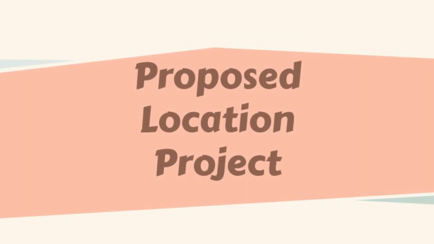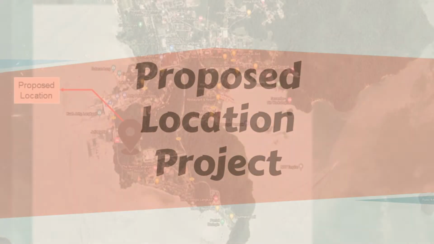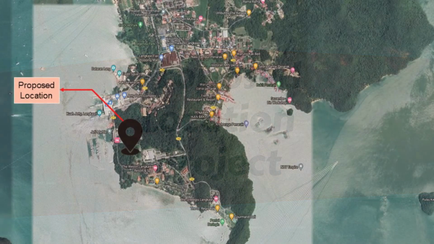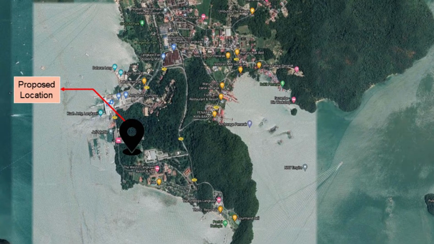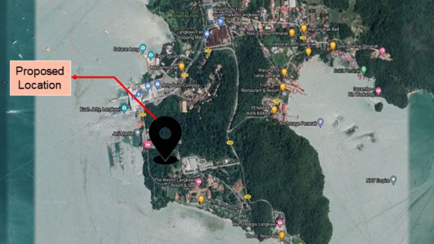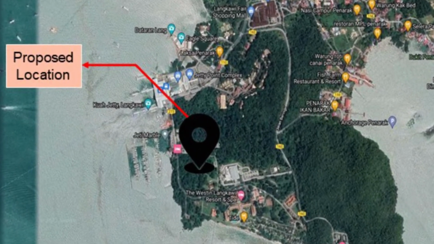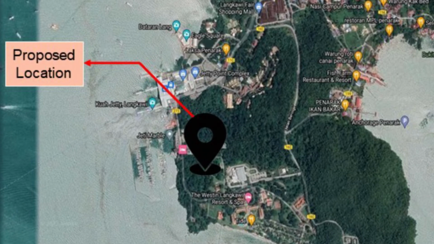Next, let's move to the project location. The proposed location is at Langkawi because Langkawi is one of the famous places to visit. This proposed location is near the beach and it's very convenient to attract more tourists or visitors as the main target for our chalet.